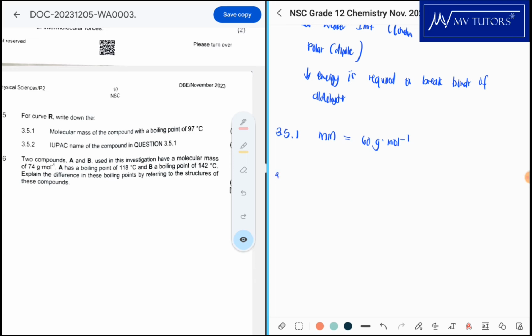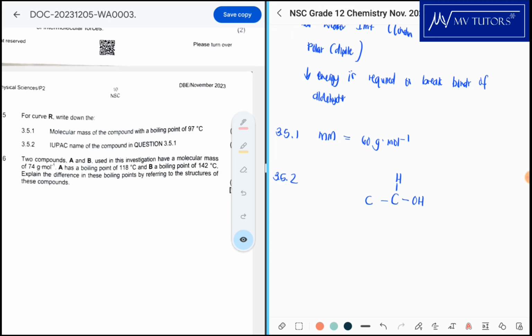All right, and then 3.5.2. Write down the IUPAC name. Okay, so for compound R, remember that's an alcohol. For the alcohol, you have a carbon attached to a hydrogen, attached to an OH group, and then attached to another carbon. Okay, let's just start there.